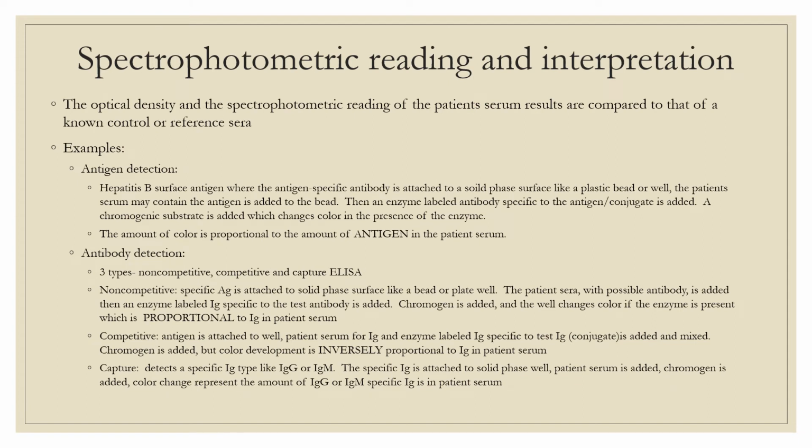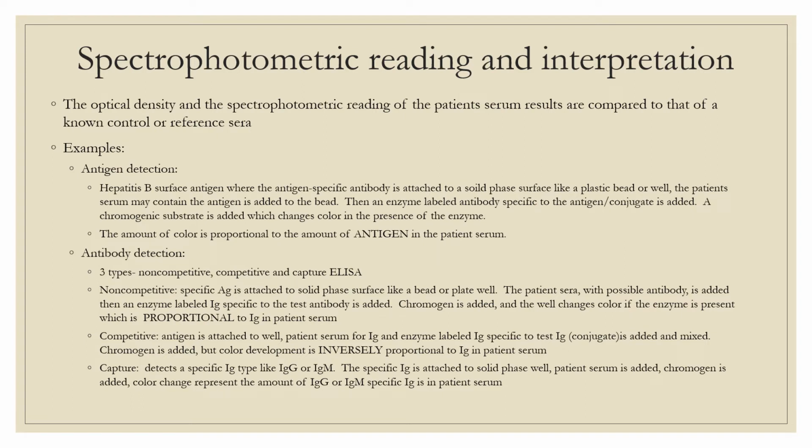Now, anytime we're doing an ELISA in the laboratory, we have to have a known or reference sera to compare our optical density to. So if our optical density is higher than that of the control or reference sera, then that sample is probably positive for antigen or antibody. Okay?